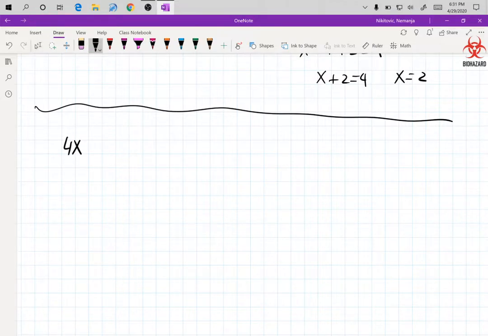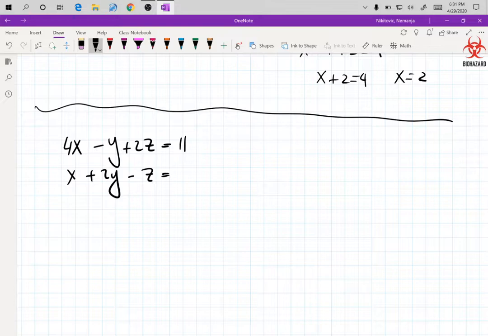4x minus y plus 2z is equal to 11. X plus 2y minus z equals negative 1. And 2x plus 2y minus 3z equals negative 1.